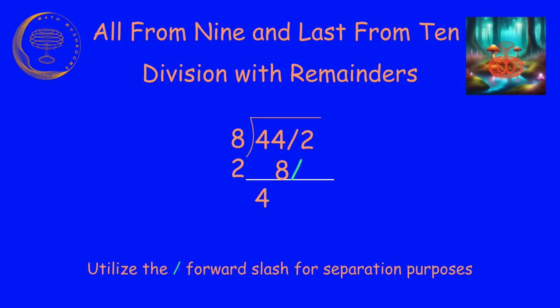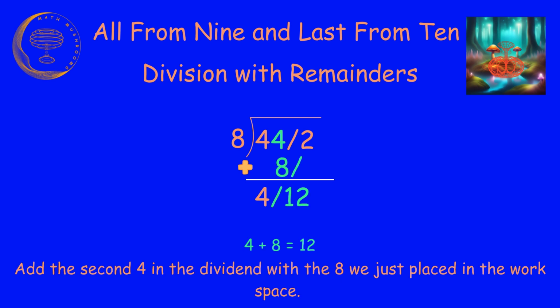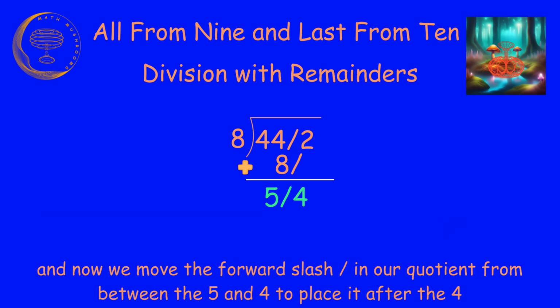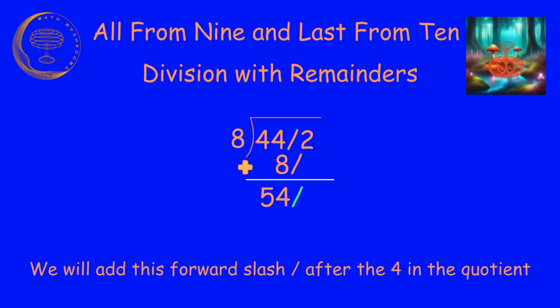Use the forward slash for separation purposes, because this equation will give us numbers greater than the divisor 8, which in those cases must be divided further. Now add the 8 and 4, this gives us 12. 12 is greater than our divisor 8, so we must take as many 8s from 12 as possible. We can take one 8 from 12, which will turn the 4 in the quotient to a 5, and the 12 becomes a 4. And now we move the forward slash in the quotient from between the 5 and 4 to place it after the 4.